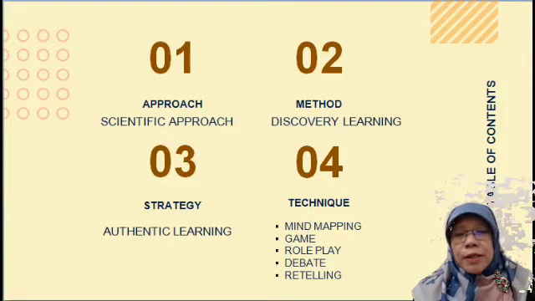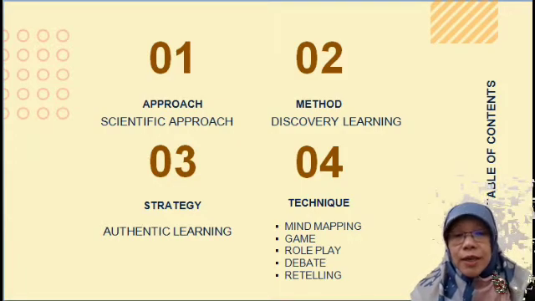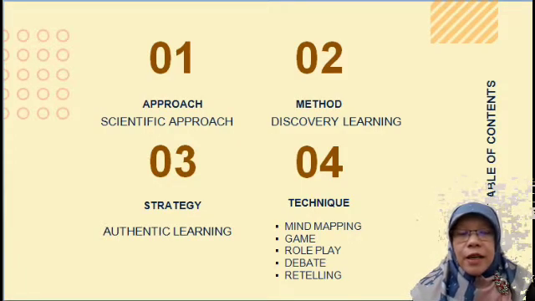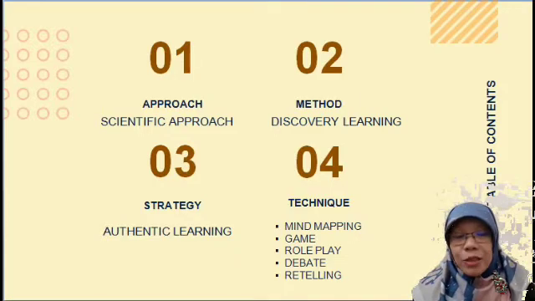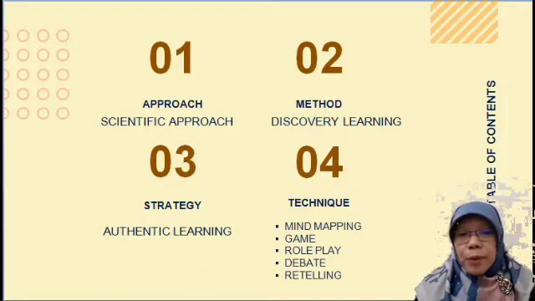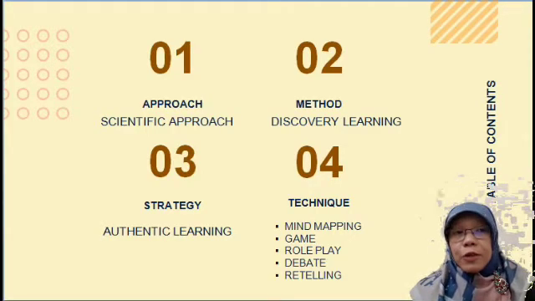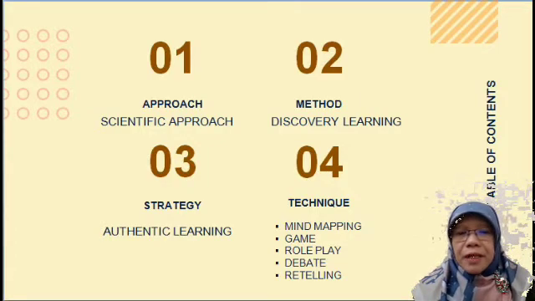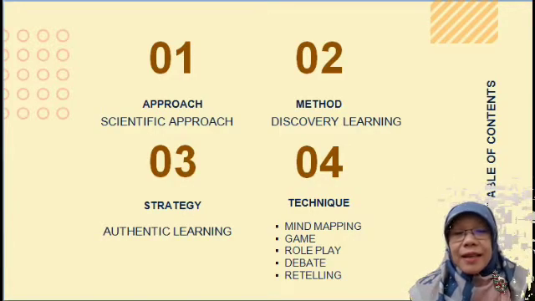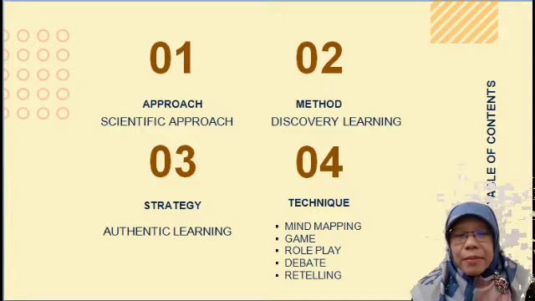And the teacher used the strategy that is authentic learning combined with cooperative learning. As we know, authentic learning is an instructional approach that places students at the heart of real life experiences, armed with the challenge to address, or tasks to be handled, or contents to explore. Students develop academic and problem-solving skills in a context that is relevant to the learner. And then the teacher tried to use some techniques. Here they use mind mapping, game, role play, debate, and retelling.